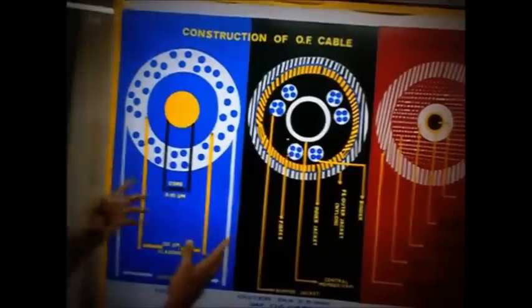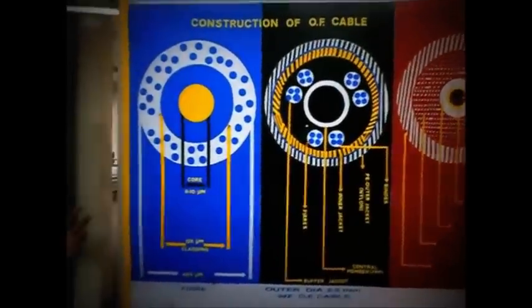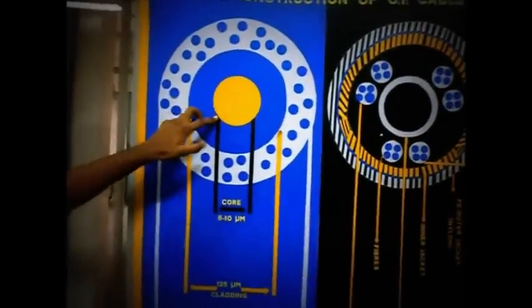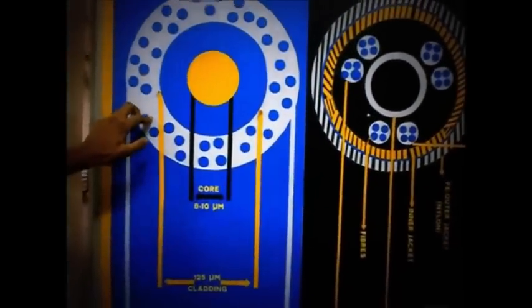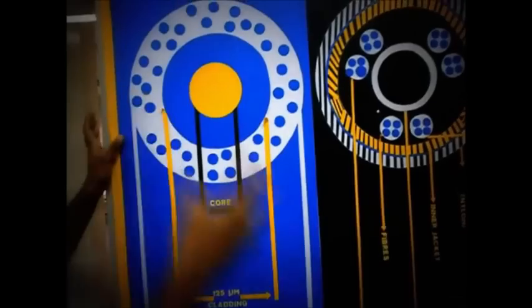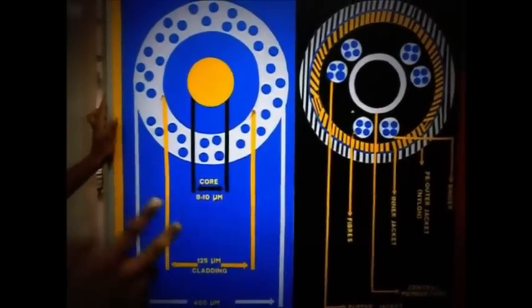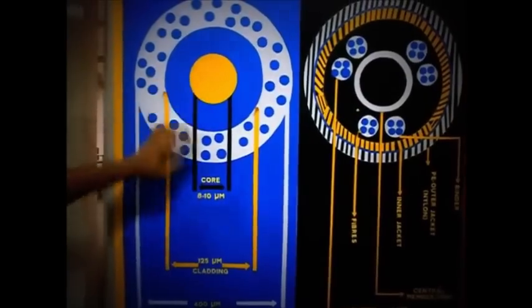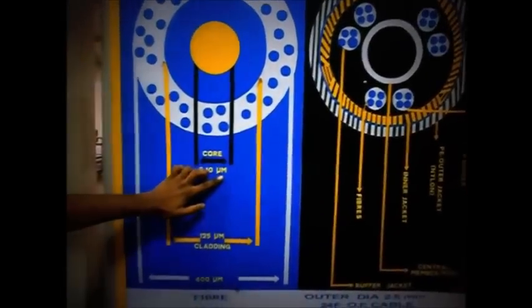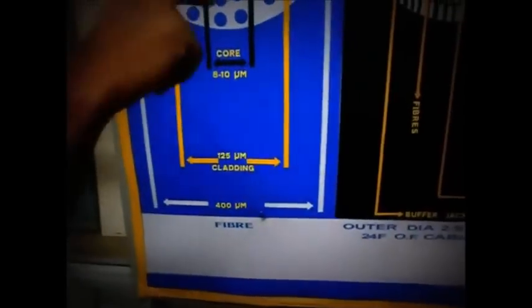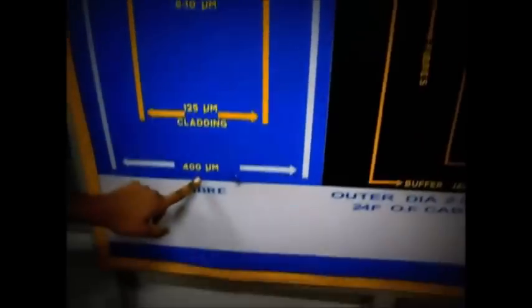Let us see how the optical fiber is built. What is there inside the optical fiber? Inside the optical fiber you will observe a core and a cladding. The working of the optical fiber is based on total internal reflection, which is based on Snell's law. It is totally based on core and cladding. The core diameter is 8 to 10 micrometers and the cladding diameter is 125 micrometers. The total overall size of the fiber is 400 micrometers.